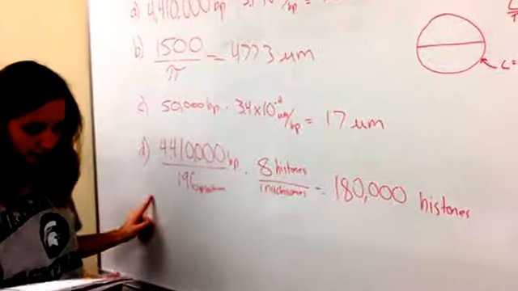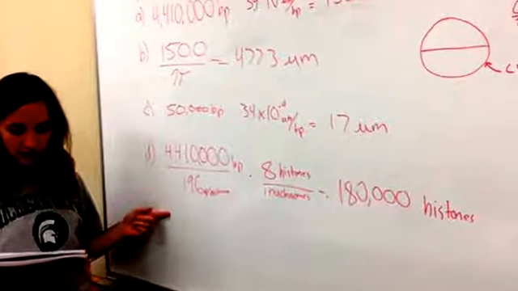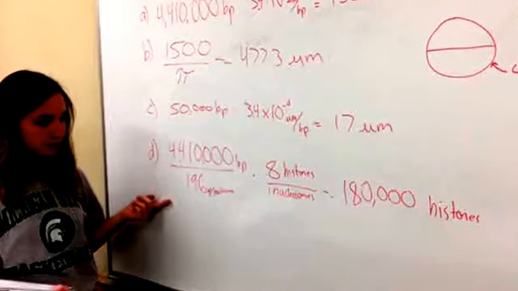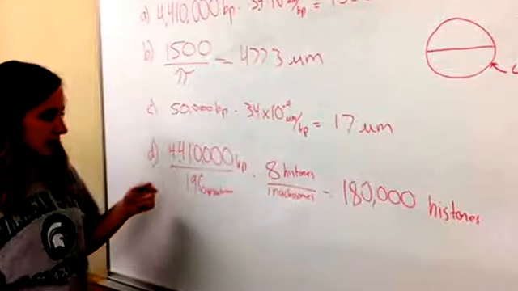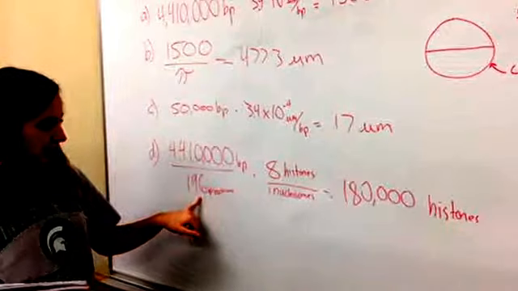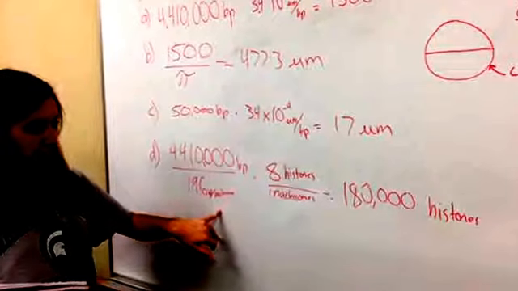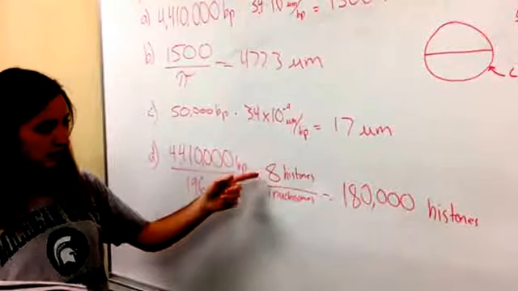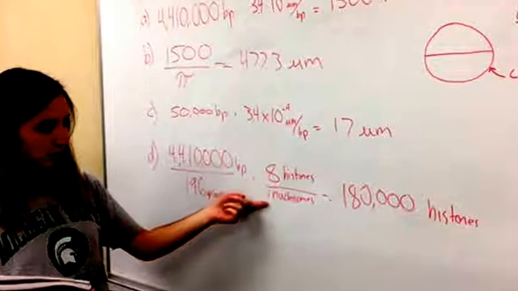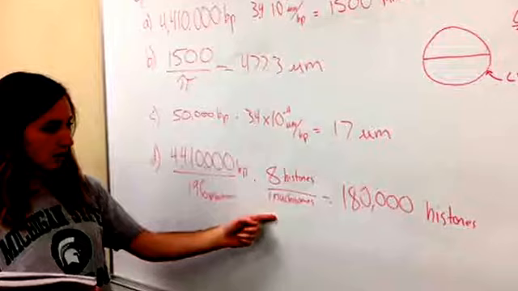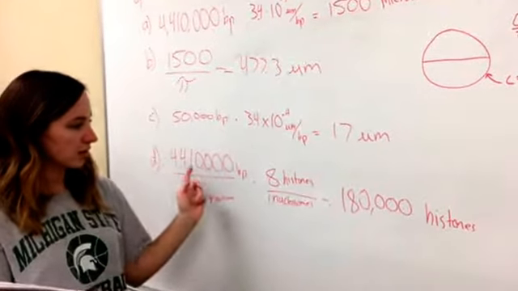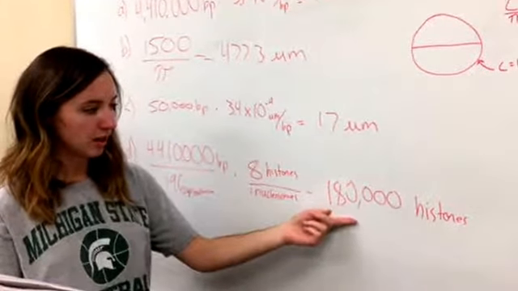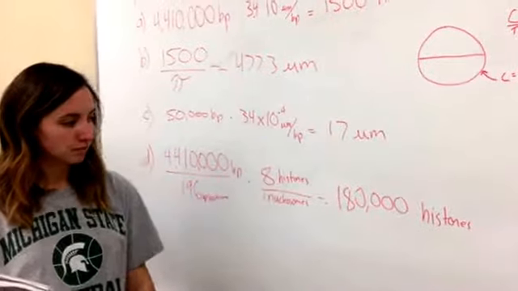And then for D, it wants to know how many histones are found attached to the chromosome. And so you get 196 base pairs per 1 nucleosome, and then 8 histones per 1 nucleosome. And so when you multiply those out, then you'll get 180,000 histones.